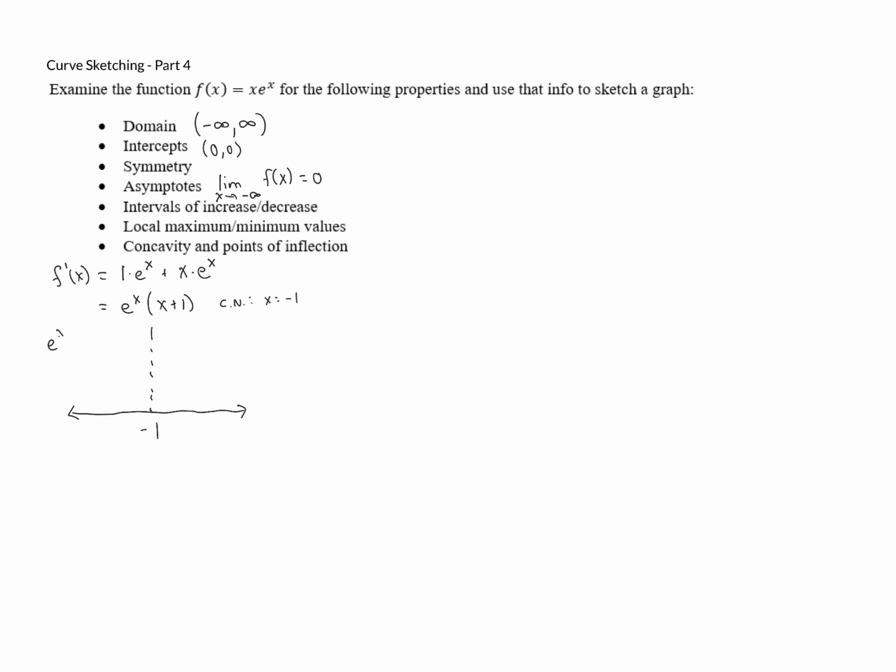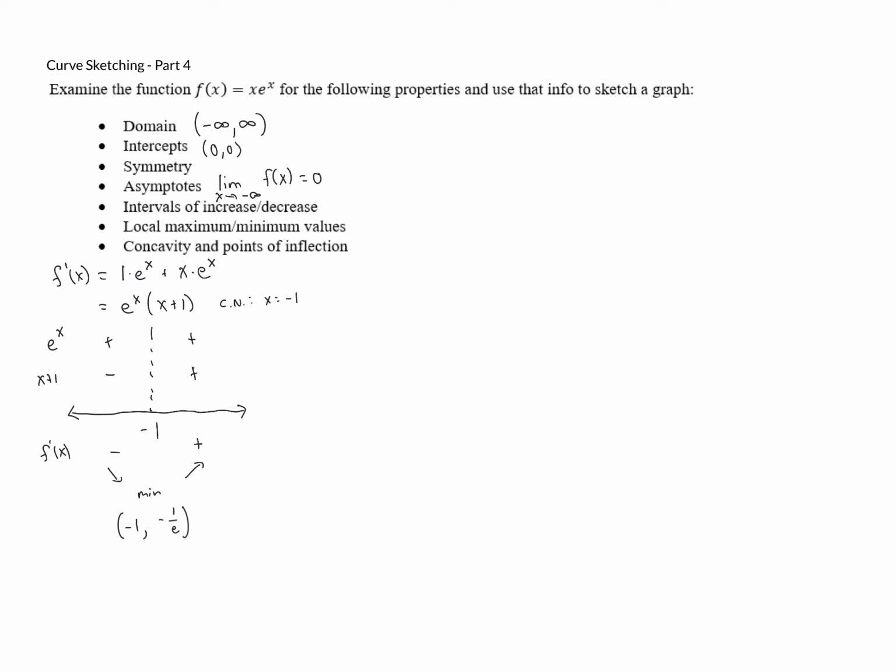So if we look at our factors, e to the x is always positive. x plus 1 is going to be negative when x is less than negative 1 and positive otherwise. So our derivative is going to be negative and then positive, meaning our function is decreasing and then increasing. So we have a local minimum at negative 1. And if we plug negative 1 into our function, we've got negative 1 times e to the negative 1. That is the same as negative 1 over e. So that gives us a local minimum value.